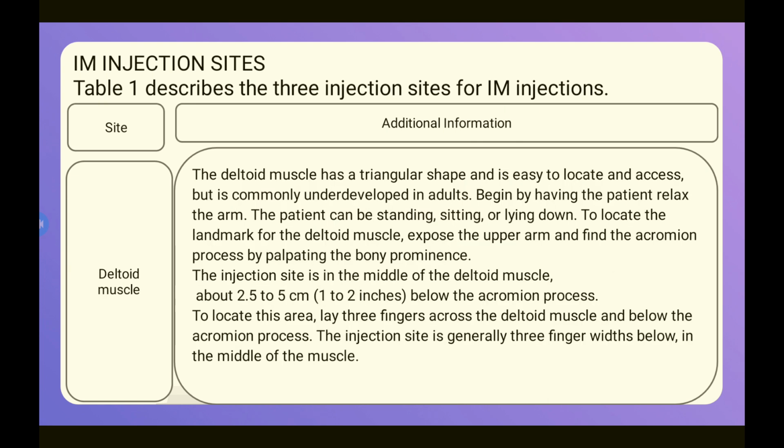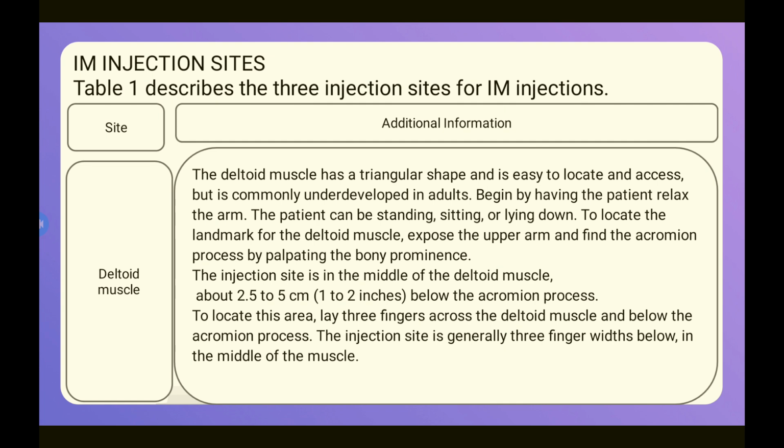Then we will speak about the deltoid muscle and the additional information for the deltoid muscle. The deltoid muscle has a triangle shape and is easy to locate and access, but is commonly underdeveloped in adults. Begin by having the patient relax the arm. The patient can be standing, sitting, or lying down.